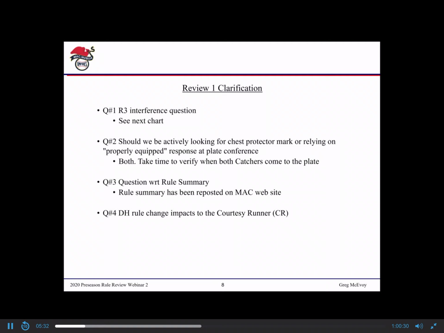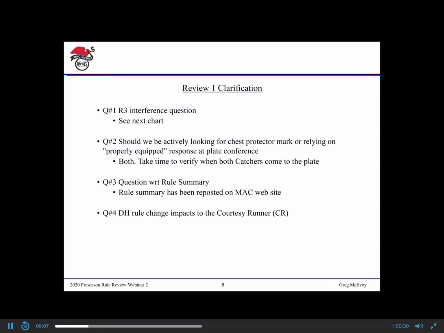There was a question regarding whether or not we should be actively looking for the chest protector marking, and the answer is yes, we should. We should also verify with the coach that the equipment is legal and proper, and hopefully we get that verification from the coach that the chest protectors they are wearing, or other devices underneath the chest protector which may not have the NOCSAE symbol, mean all of their players are properly and legally equipped.